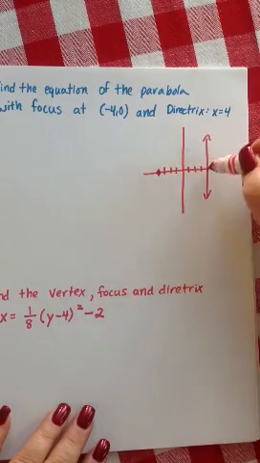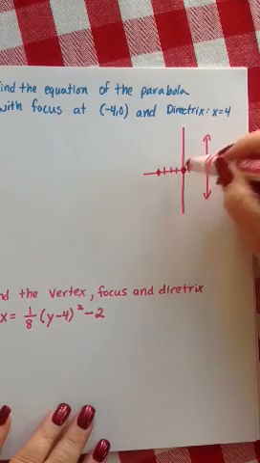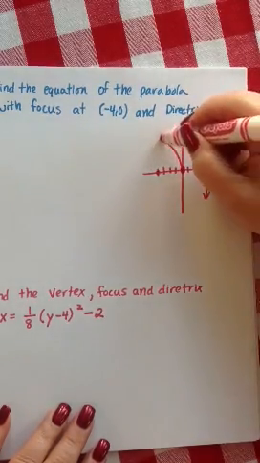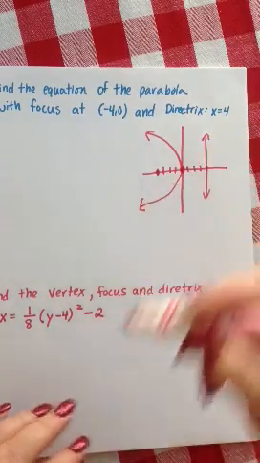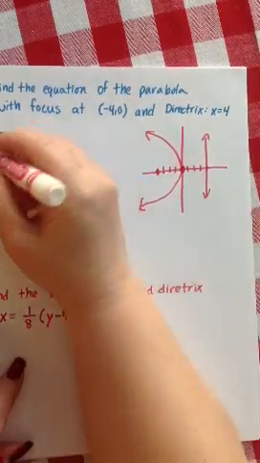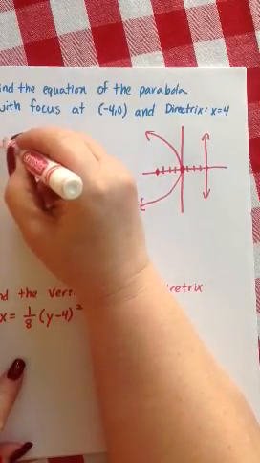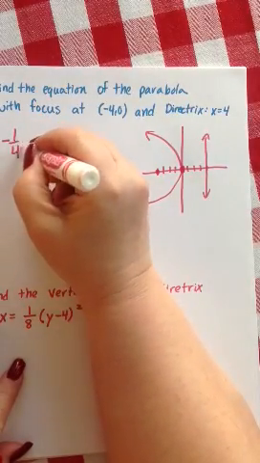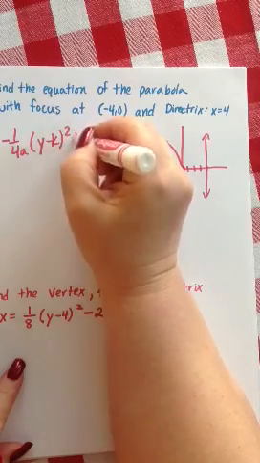If this is a focus and this is a directrix, the vertex has to be right in the middle, so it looks like our vertex is at the origin, and it's going to open to the left like this. So this is going to be a y squared one. So it'll be x equal to negative 1 over 4a times (y minus k) squared plus h.